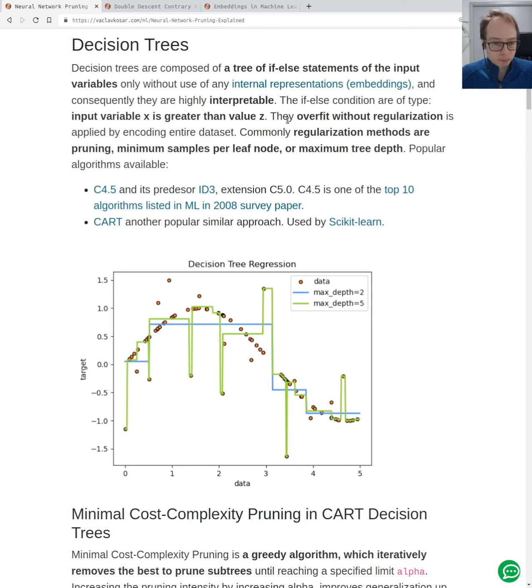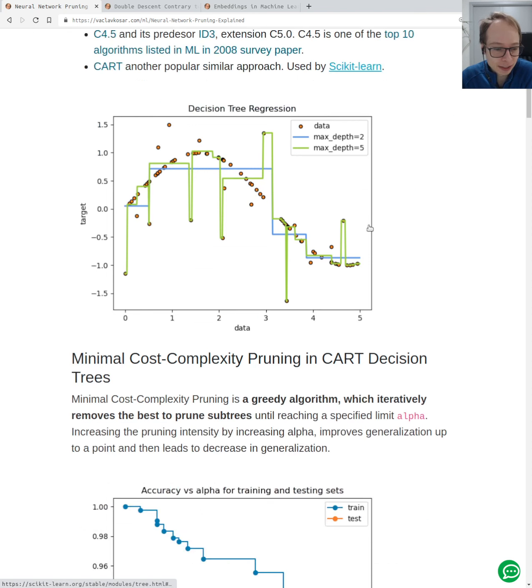And yes, there are two popular algorithms, the C4.5 decision tree and the CART decision tree, where the CART decision tree can also do regression, and it's used by scikit-learn.